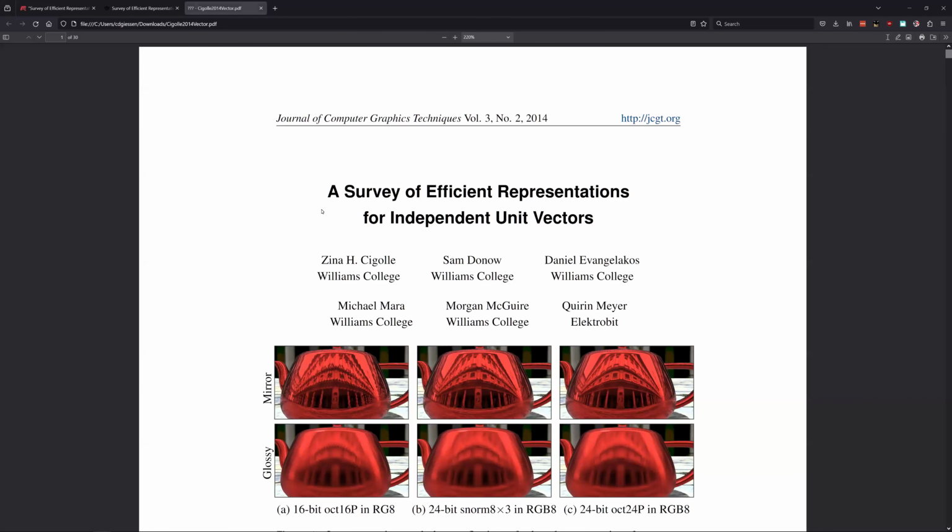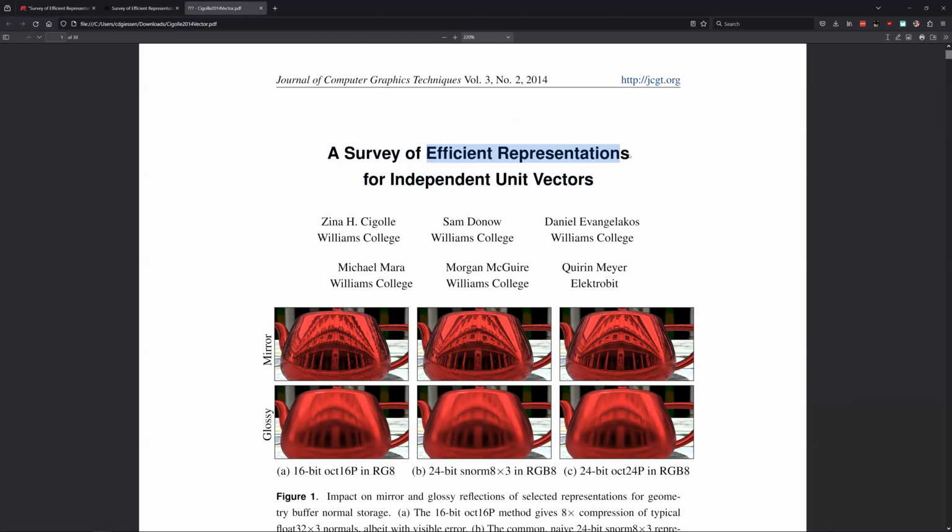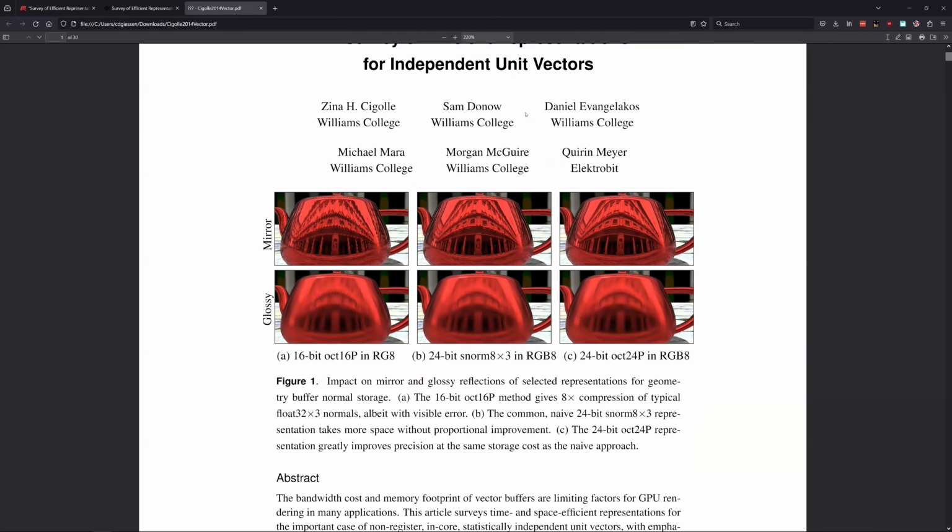Okay, well, this week we're looking at a paper about unit vector representation, talking about different efficient versions of it. That's from 2014, so it's a bit older.